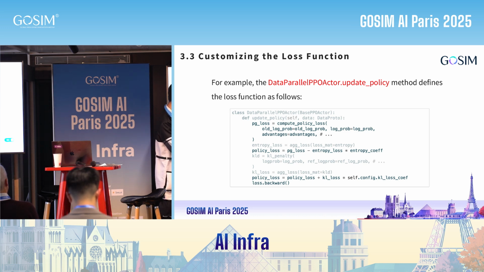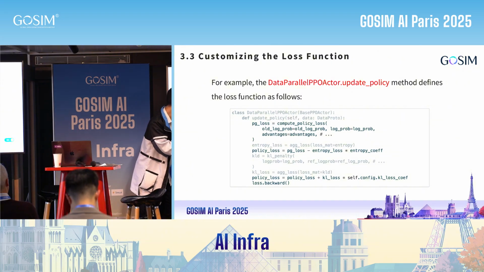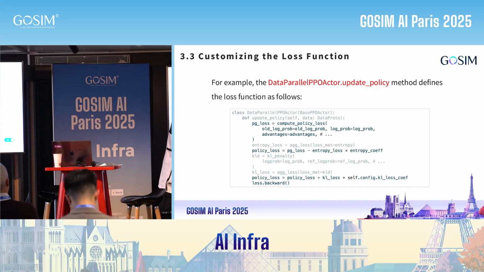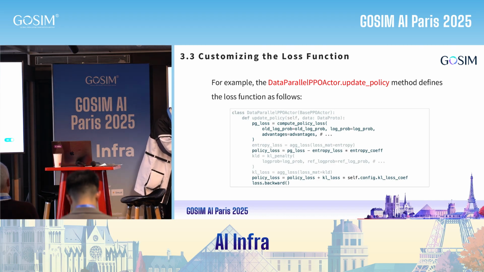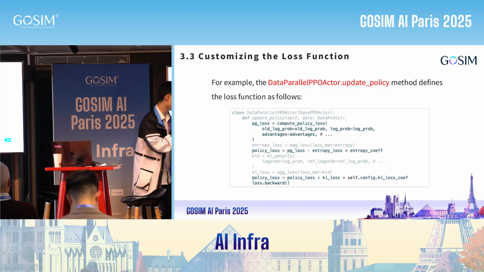We can obtain the policy gradient loss, and then we compute the entropy loss. Then we get the final loss by subtracting the entropy loss from the policy gradient loss, plus GRPO's KL loss, with a coefficient from the config. And finally, we do backward here.